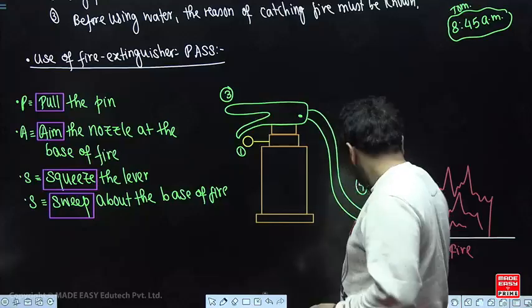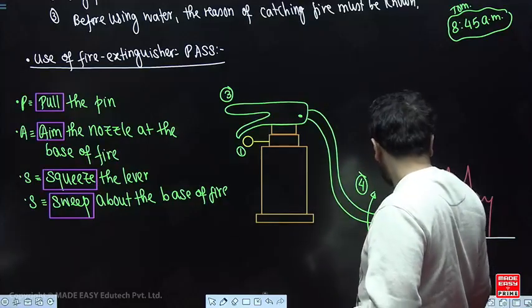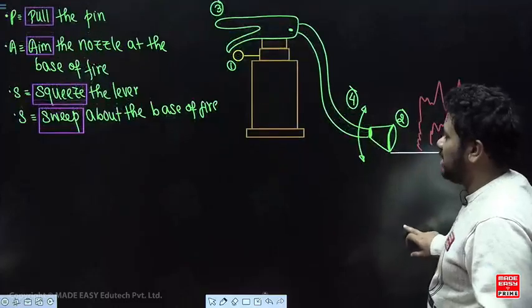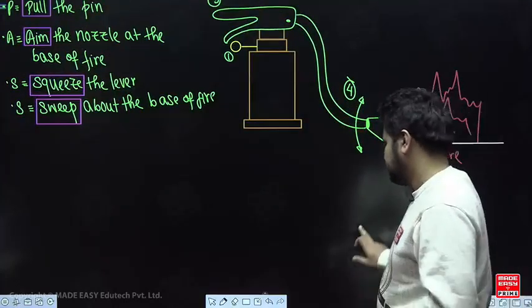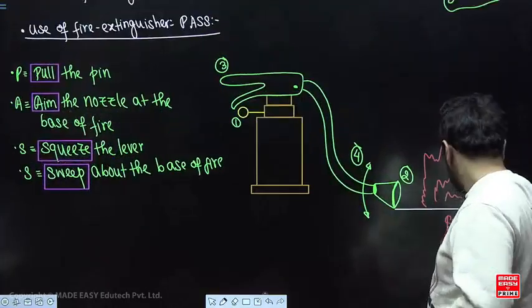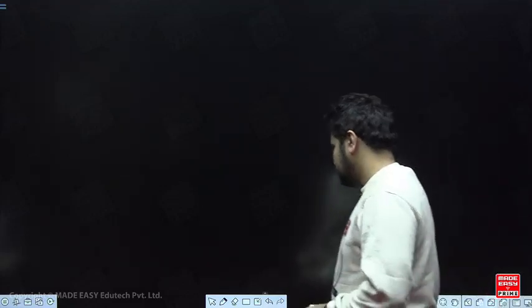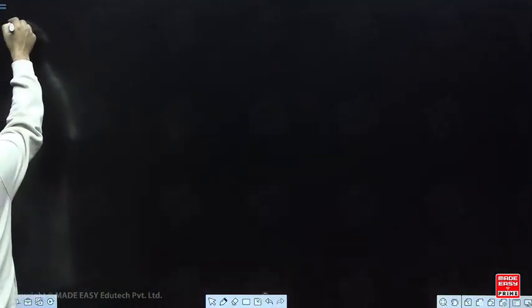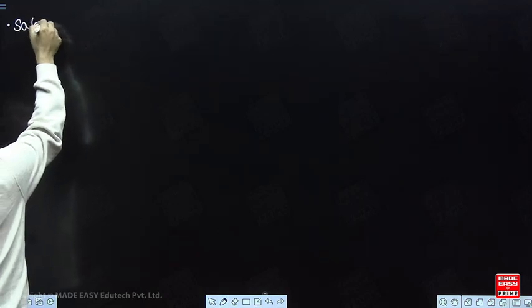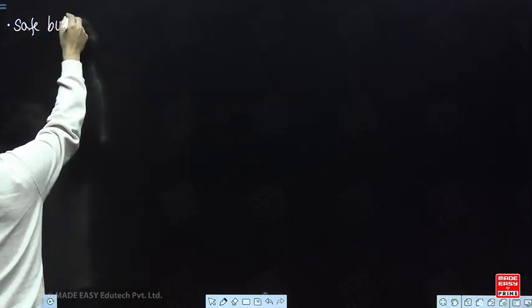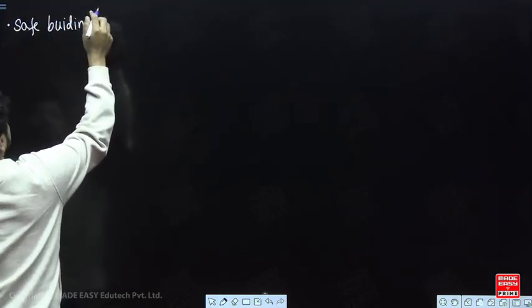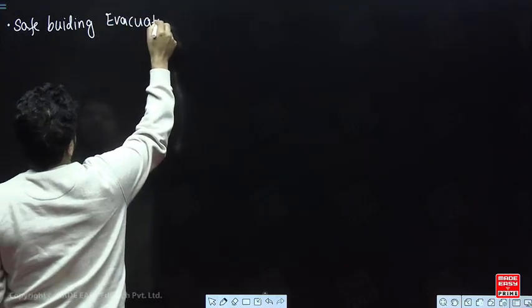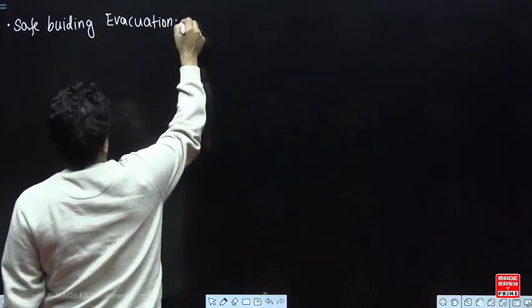In the last class we have done till here, use of fire extinguisher. Now the last topic in this is safe building evacuation, that is fire escape.